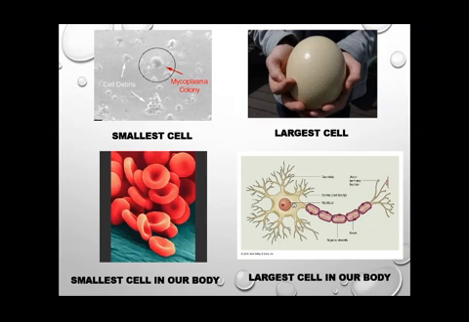So here are the figures for each of them. The smallest cell, PPLO, Mycoplasma colony. The zoomed figure is of the colony, not of the individual cell, as you can see. The largest cell, the ostrich egg. In the case of human beings, the smallest cell in our body, that is RBC, and the largest cell is the neuron or the nerve cell.